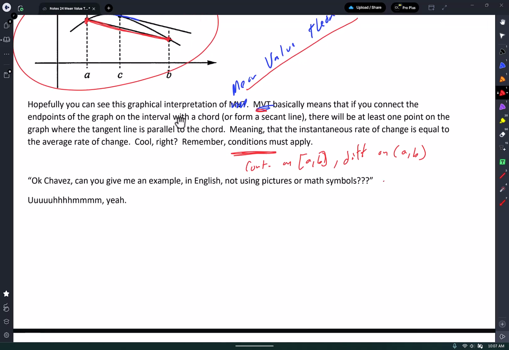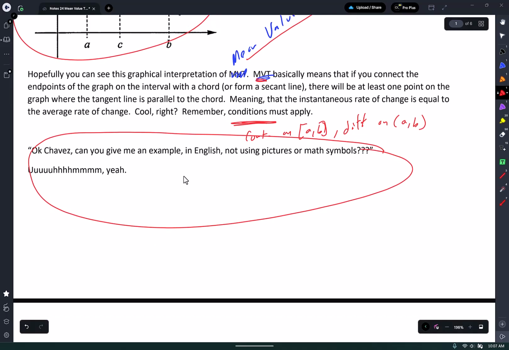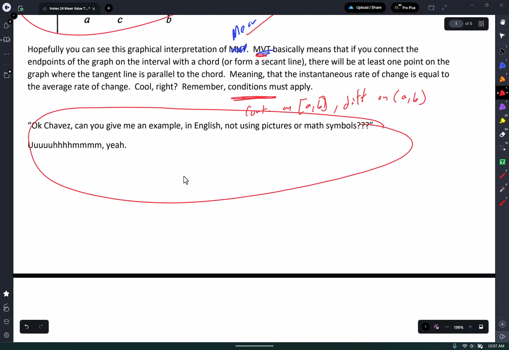And then here's where it says, can you give me an example in English not using pictures or math symbols? I just used it up with that South Padre Island story. Do we understand? Okay. Is it okay if I go to the next page? Okay.